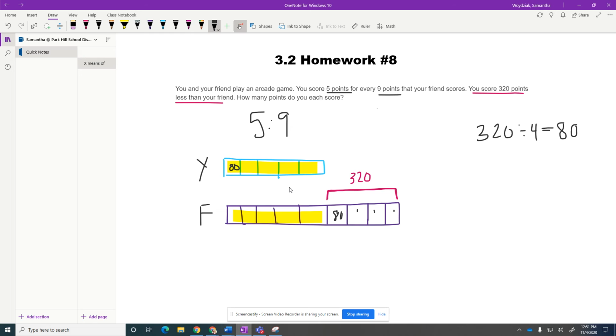So it asks, how many points do we each score? Well, to solve how many points you score, you have 80 times, and then however many pieces to this tape diagram there are, which is 1, 2, 3, 4, 5, which we know we counted correctly because our ratio is 5 to 9. Again, I can do this in my head because 8 times 5 is 40, add my 0. So you scored 400 points.